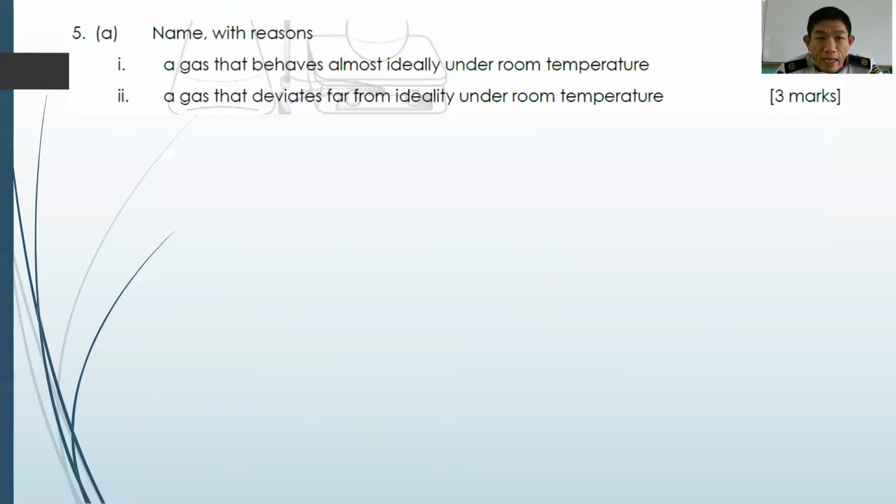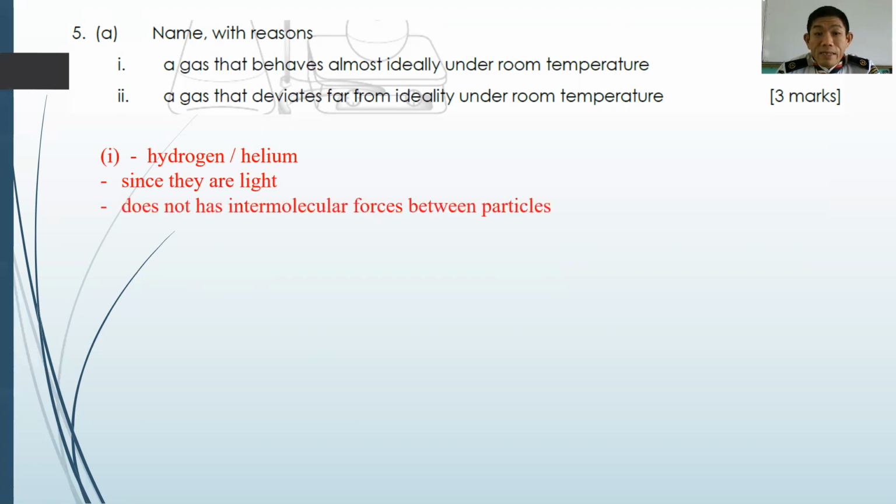Name, with reason, a gas that behaves almost ideally under room temperature, and a gas that deviates far from ideality under room temperature. The gases that behave almost ideally under room temperature, as we already mentioned, are hydrogen and helium. Why? Because they are light gases and have no intermolecular forces. As for the gases that deviate far from ideal behavior, any heavy gases, for example carbon dioxide, ammonia, methane, chlorine.